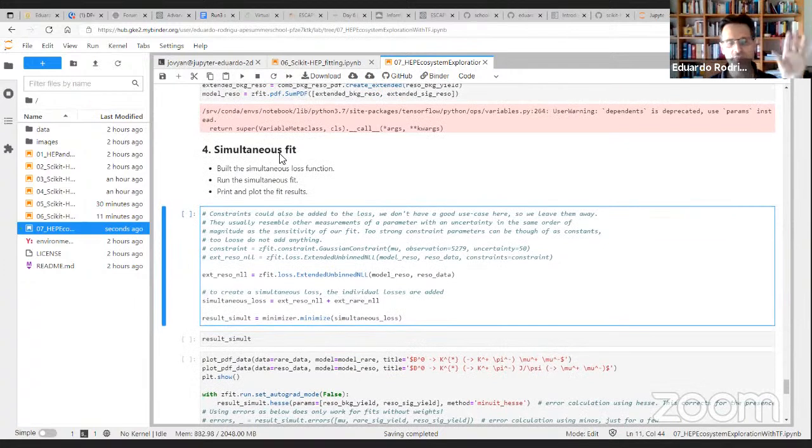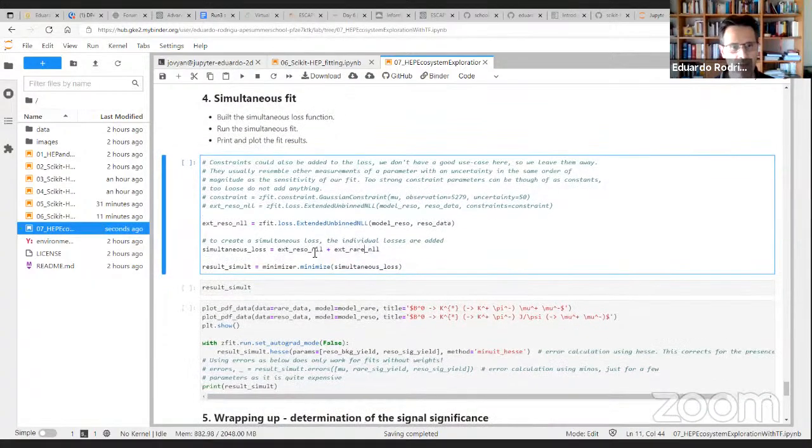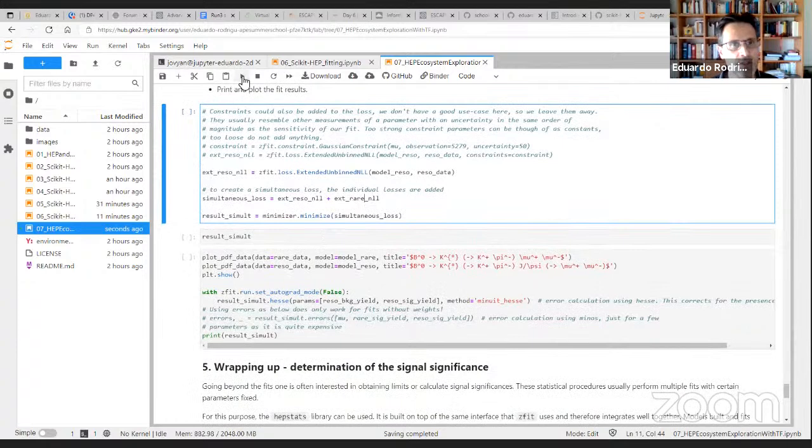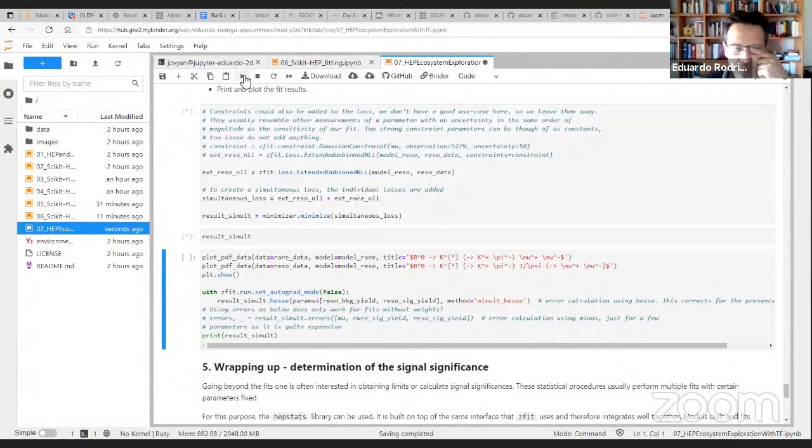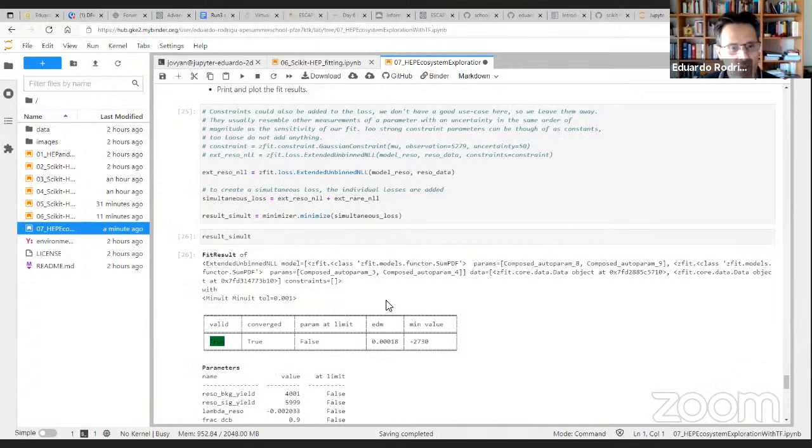It's a simultaneous fit. Now instead of having the two separate fits, I'm going to say, oh, I actually remember one of the variables is going to be the same. I make the sum, make an extended unbinned likelihood. I minimize the sum of the two cost functions. And there's nothing more to it. It will take a bit of time, and then it's actually doing the simultaneous fit. I think Binder is a bit slower than what you would get locally. Okay, so there you go.